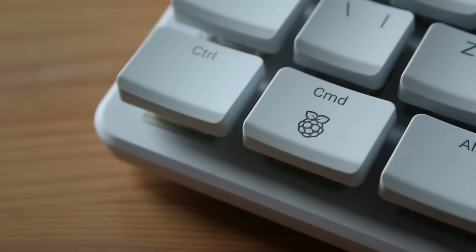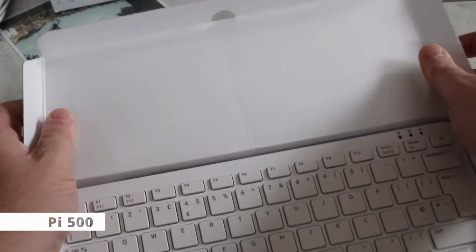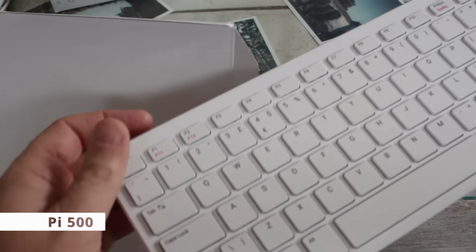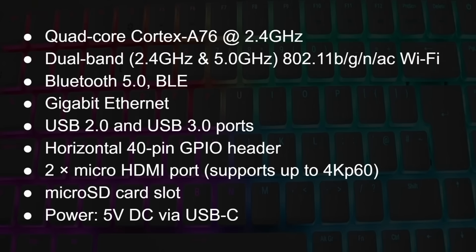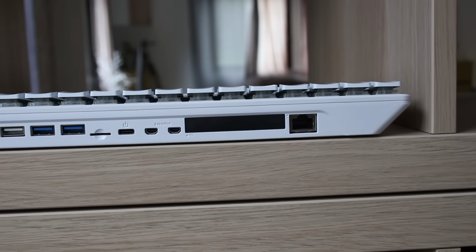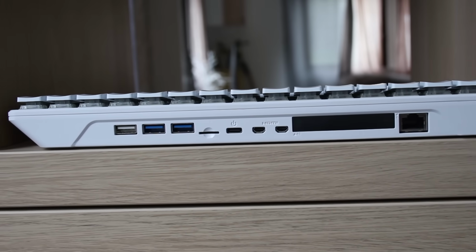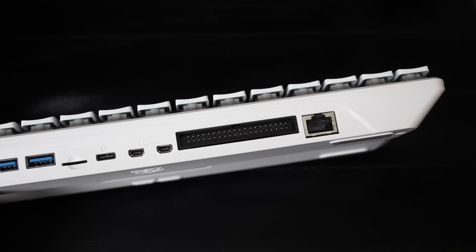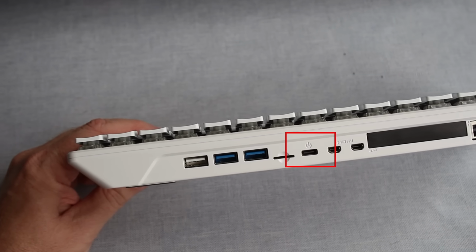So the Pi 500 Plus is the bigger sibling to the Pi 500. It uses the same processor as the Pi 500, which is also the same processor as the Raspberry Pi 5 and the Compute Module 5. So what does that mean? You've got a Broadcom processor, which gives you a quad-core Cortex A76 CPU set up at 2.4 gigahertz. You've then got dual band Wi-Fi, Bluetooth 5, gigabit Ethernet, a variety of USB ports. You've got a micro SD card. You've got those 40 GPIO pins, and it's powered by a 5-volt, 5-amp USB-C connector.